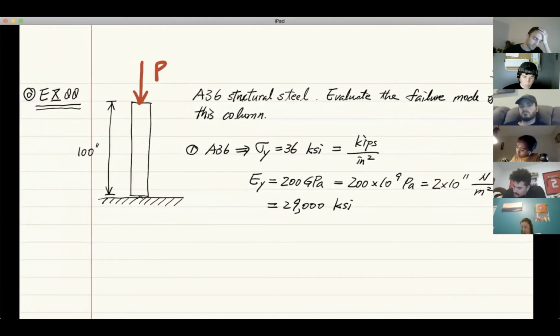So the first thing we can do in step 2 is to assume that in this column, there's no deflection. The column will not sway. When it fails, it will fail due to yielding. So we assume a yielding mode.